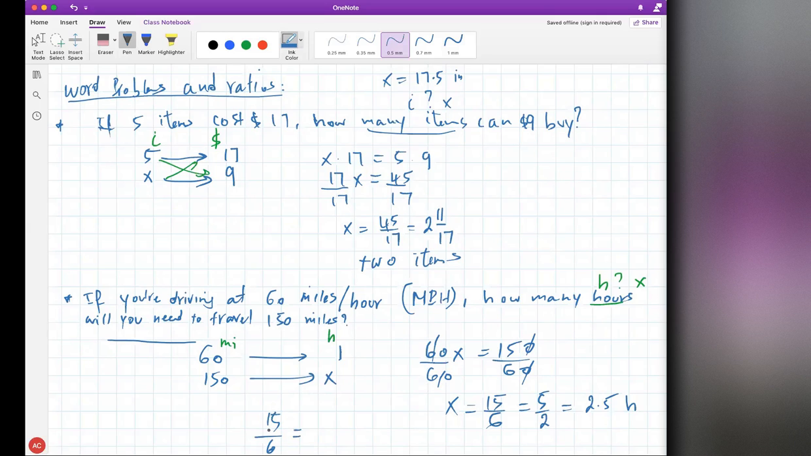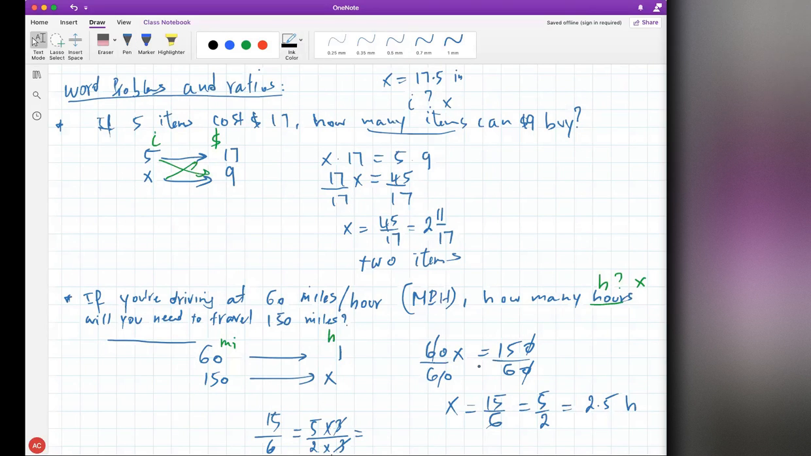What number goes into 15 and 6? 3. So 5 goes into both. So this is 5 times 3, and 6 is basically 2 times 3. So we canceled the common number that goes into both. That's why we have 5 over 2 here.